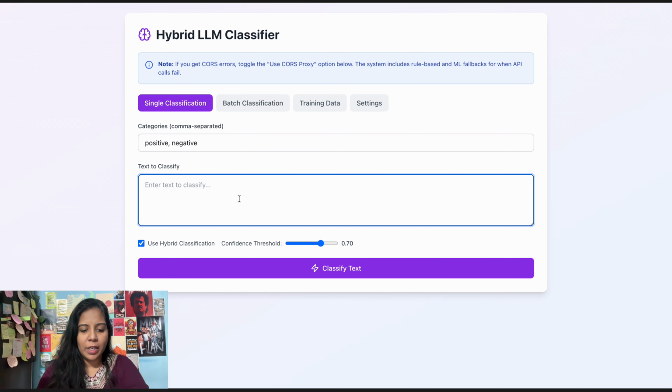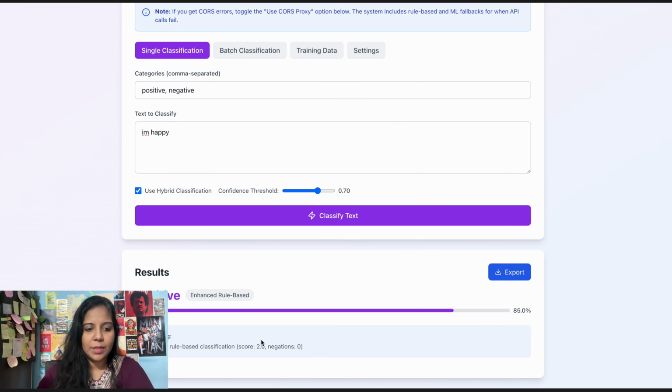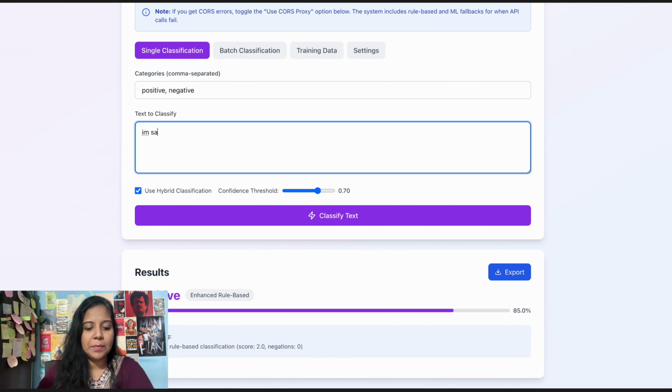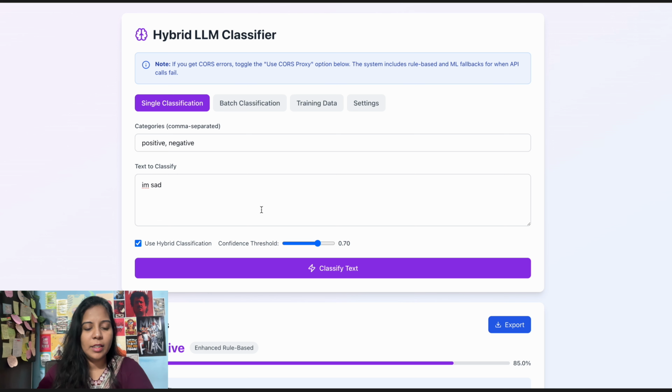So it is a simple front end that I just created for a hybrid LLM classifier. Why? Because it is going to use both TF-IDF and n-grams in order to understand your text, and LLM to identify the classification, to classify it based on the threshold level which we gave as a prompt. So, happy, classified as positive, and I'm sad, classified as negative.